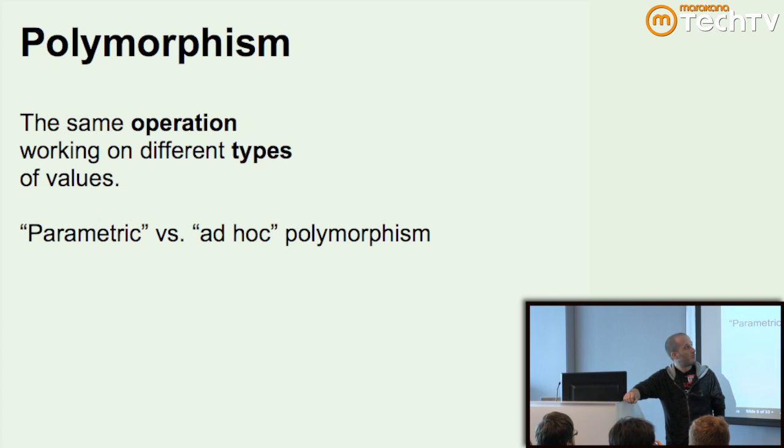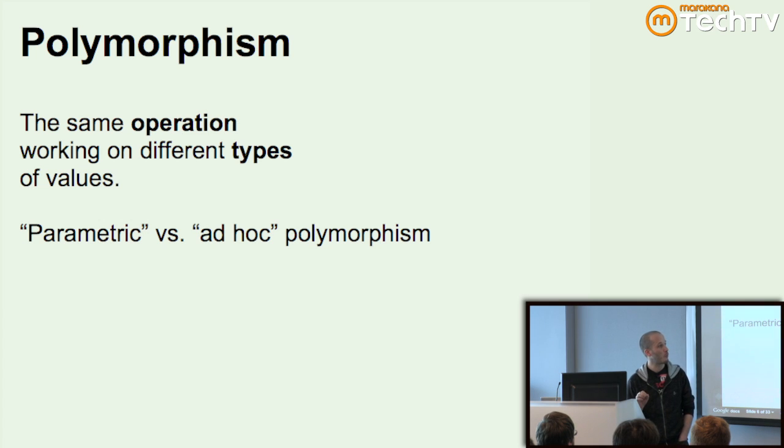The term polymorphism refers to when you can use the same operation and have it work on different types. And there's an old distinction dating back to the 60s between parametric and ad hoc polymorphism. With parametric polymorphism, the operation works on different types, but it ignores the difference between the types. So, for example, taking the length of a list. You want a length operation that works regardless of whether it's a list of int or a list of string or whatever. The difference doesn't matter.